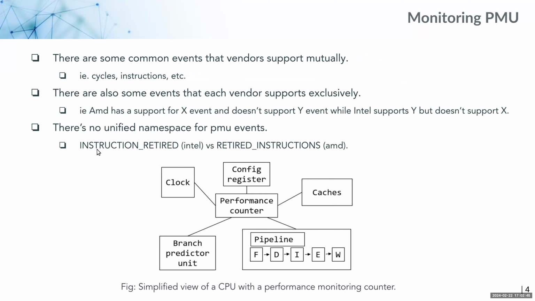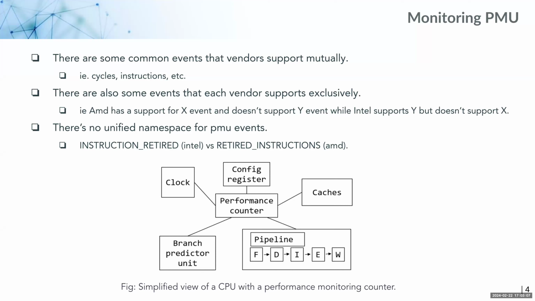For example, I have instructions retired on the Intel side. However, the same event, the same thing, is retired instructions on the AMD side. So this is a bit of a problem, because as the target system that SuperTwin monitors changes, you also have to change these events based on the target system.